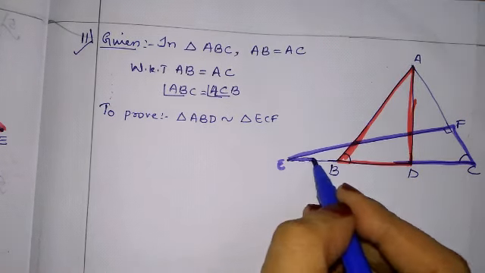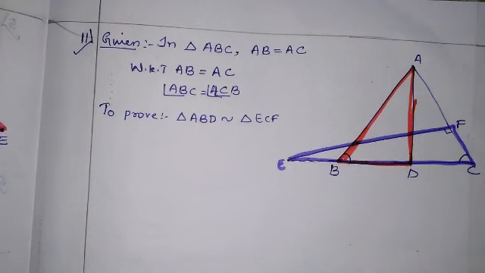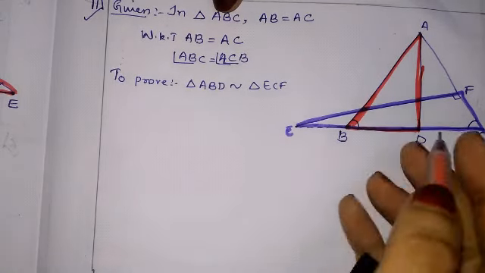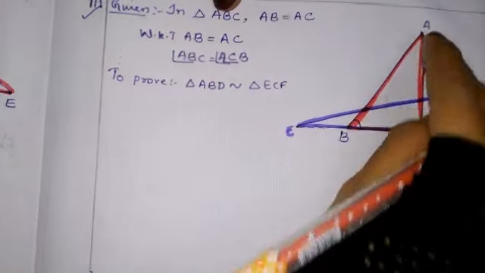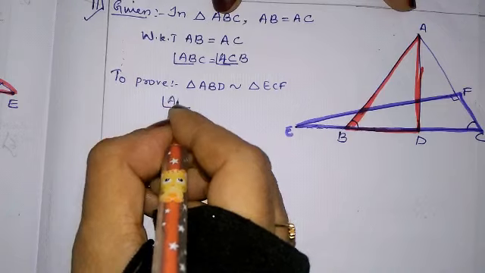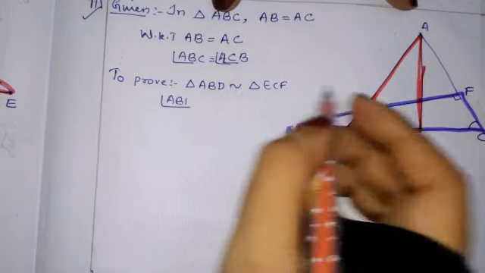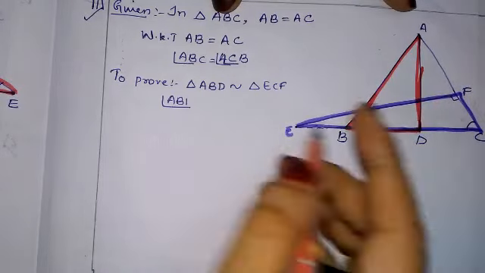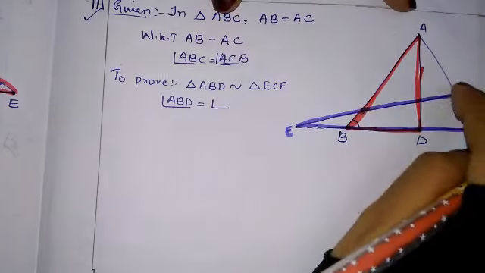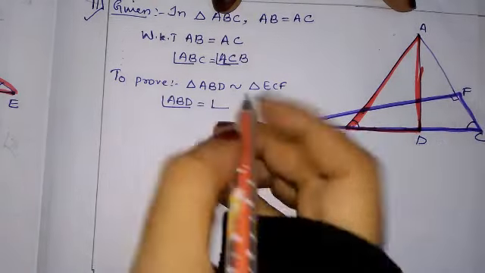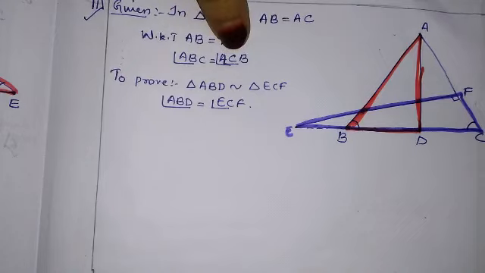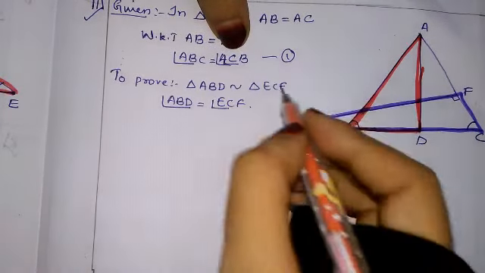We know that if we prove two angles equal, then they are similar. We will write: from angle ABC, angle ABD is equal to angle B, and angle B is equal to angle C. Angle C is angle ECF, so they are equal. We proved this before, so I'll mark this as 1.